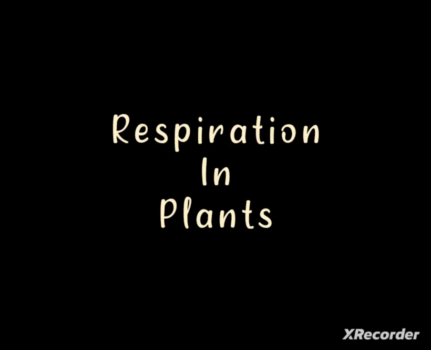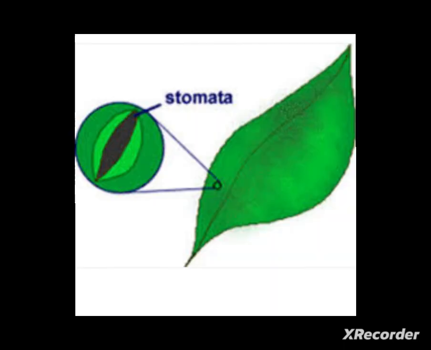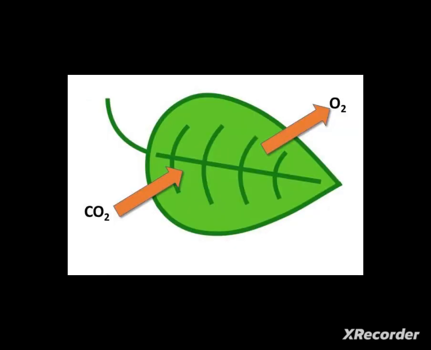Welcome to my channel. Today let's learn about respiration in plants. Plants exchange gases through stomata. Carbon dioxide and oxygen are exchanged by the process called diffusion. This depends on the environmental conditions and requirements of the plants.